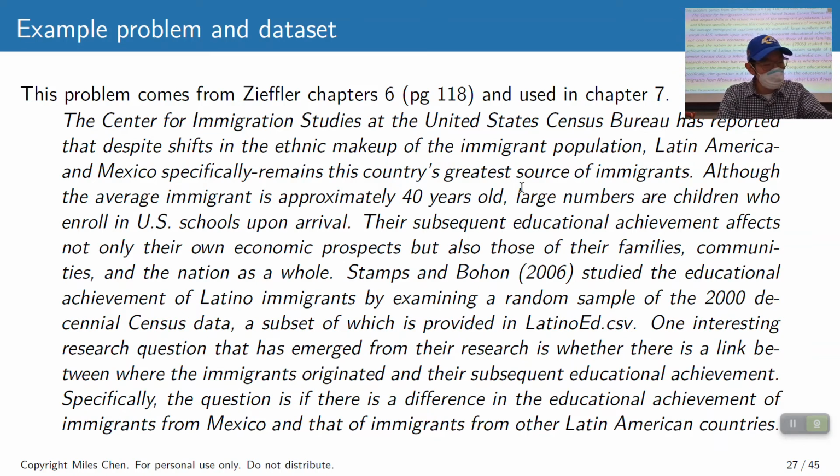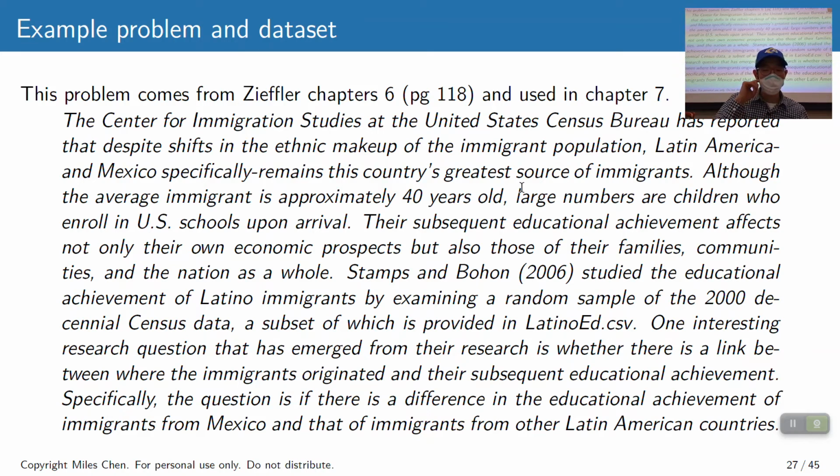The example that we're going to take a look at comes from the textbook, the Ziefler textbook, and they wanted to do this study. I'm going to just go ahead and read this. It says, the Center for Immigration Studies at the U.S. Census Bureau has reported that despite shifts in the ethnic makeup of the immigrant population, Latin America and Mexico specifically remain the country's greatest source of immigrants. Although an average immigrant is approximately 40 years old, large numbers are children who enroll in U.S. schools upon arrival. Their subsequent educational achievement affects not only their own economic prospects, but also those of their families, communities, and the nation as a whole.